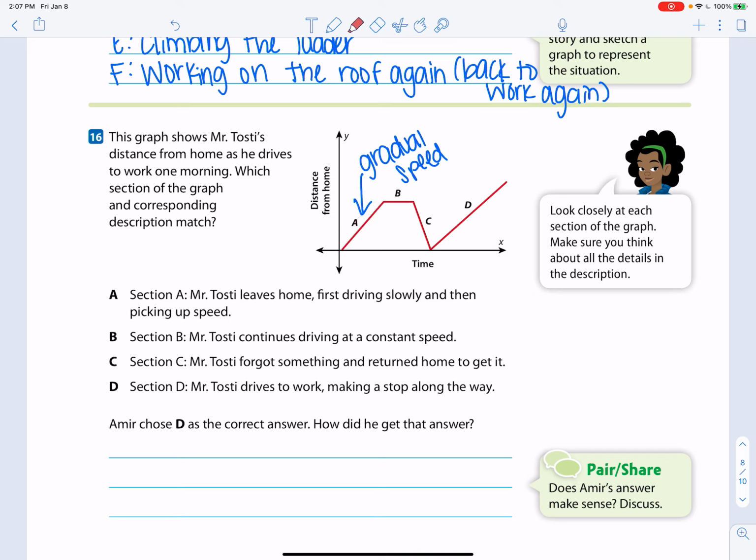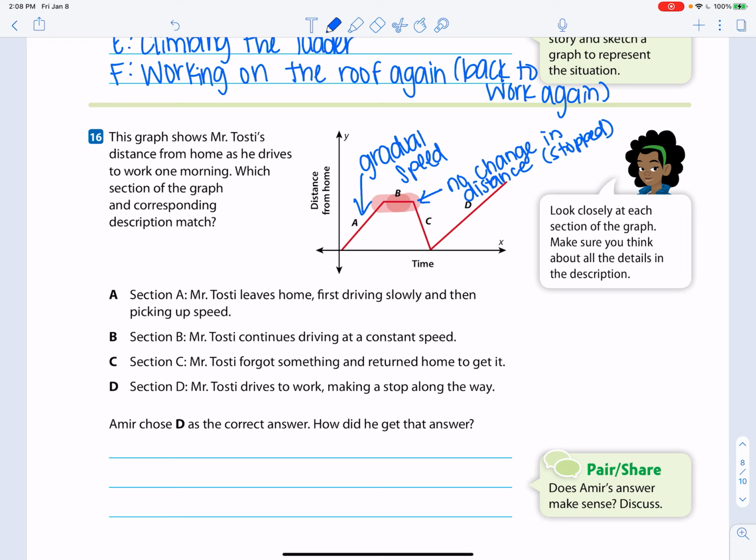All right, and then the next thing that happens. So section B, Mr. Tosti, I can't say his name, I apologize. Mr. Tosti, he continues driving at a constant speed. All right, so his distance from home is still, it doesn't seem like it went anywhere. Since his distance from home was still the same thing, it's just a lot of time. Maybe he stopped at a red light or something. So no change in distance, which makes me believe that he stopped somewhere.